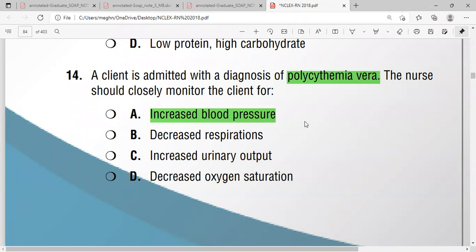So an increase in blood pressure is an important factor to monitor, because increased blood pressure further overworks the heart. So it is important to monitor. Answers B, C, and D are not directly related to this condition, polycythemia vera, so they are incorrect.